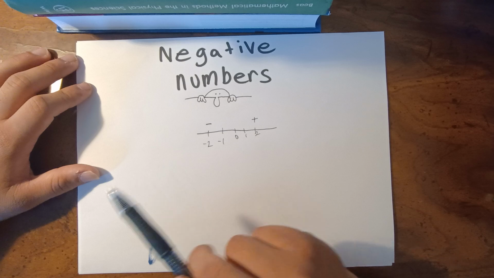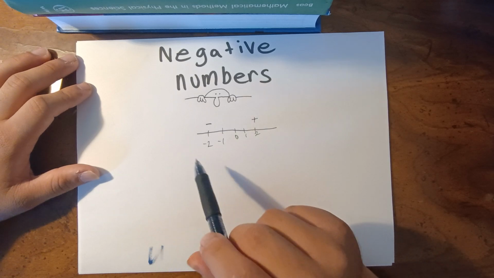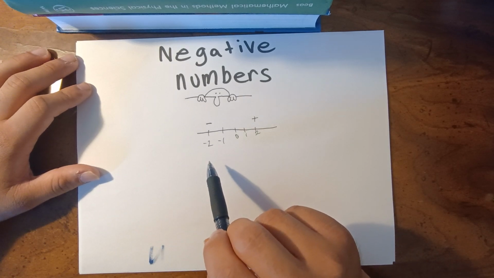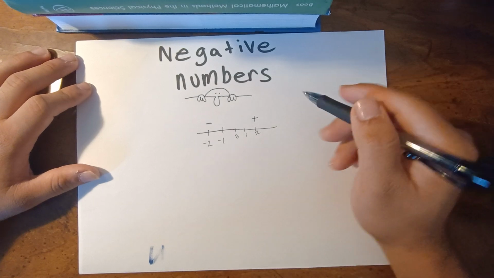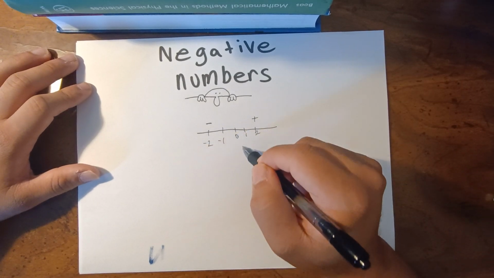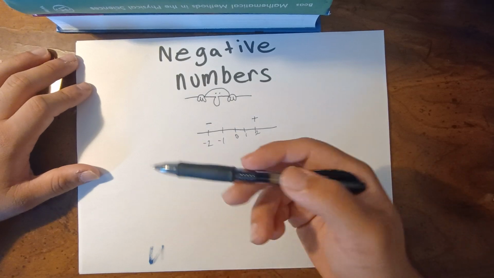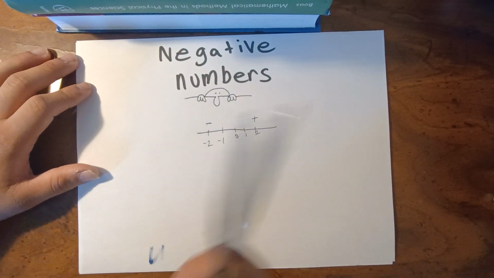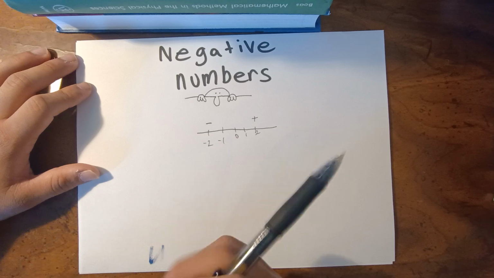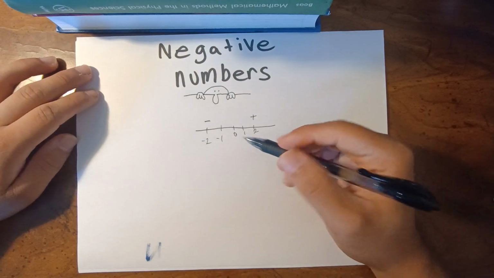And the more left we go, the smaller the number becomes. So -2 is actually smaller than -1. And all negative numbers are smaller than 0 because anything that's more left than the other is going to be smaller and smaller.